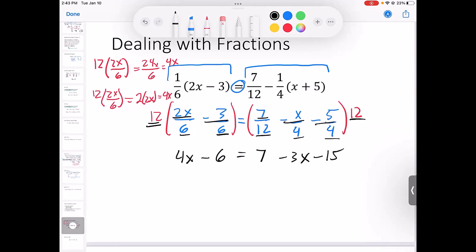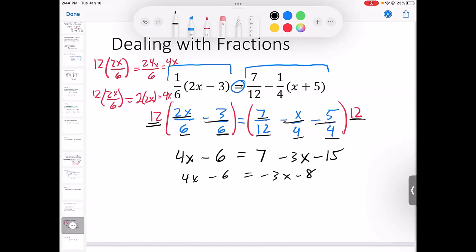And as you can see, this equation is way simpler than this one in terms of solving, because now we don't have any fractions and now we can just solve and figure out what x is. So I'm going to do this by simplifying the right-hand side of the equation. So I'll do 7 minus 15 is negative 8. Okay, so we get 4x minus 6 equals negative 3x minus 8.